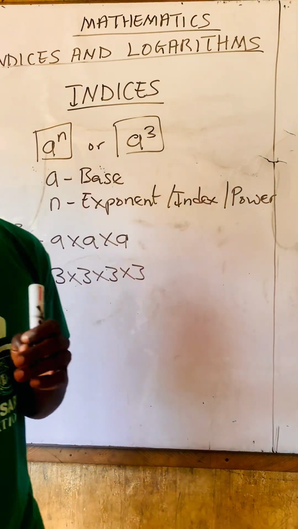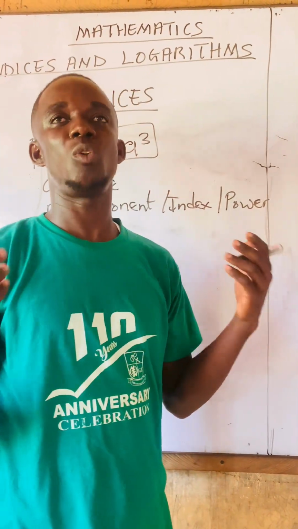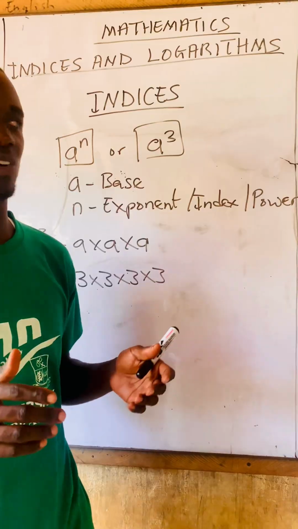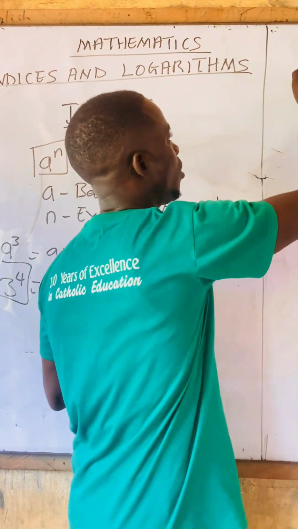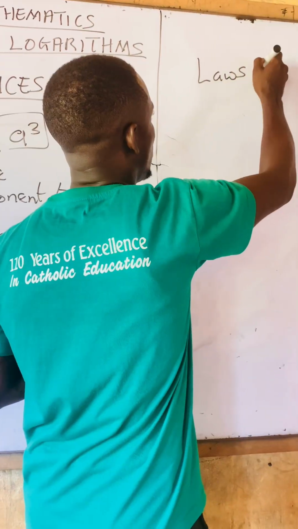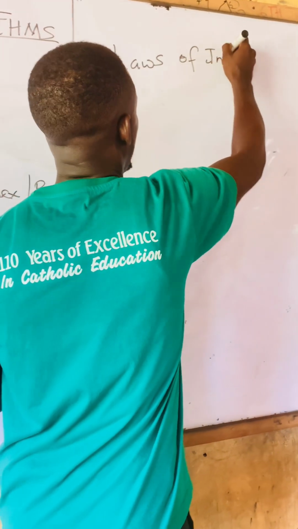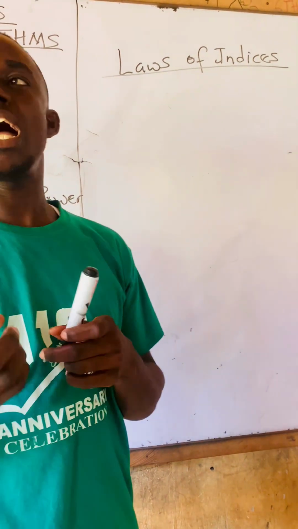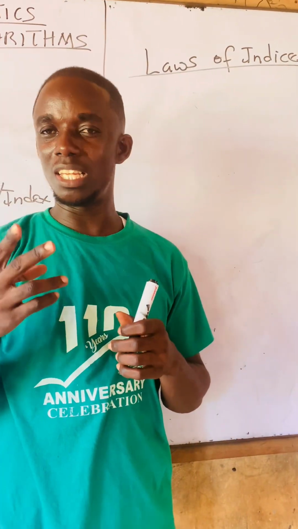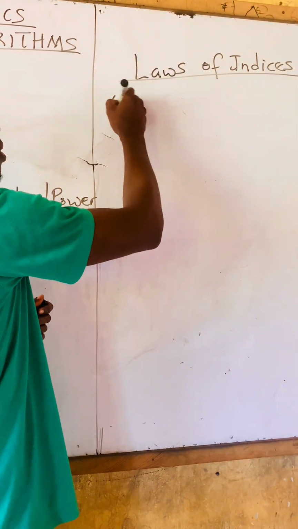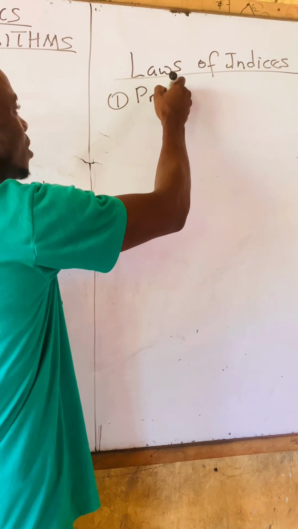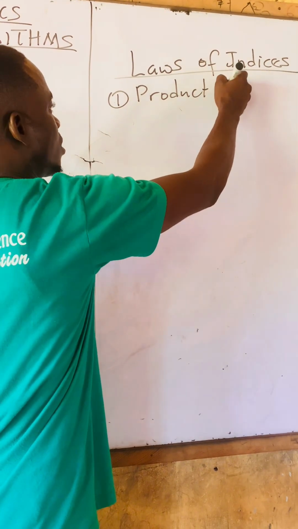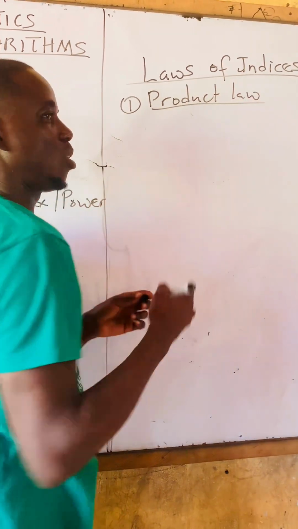Now, indices is one of the topics that has laws. So we are going to go through the laws of indices. With regards to indices, we have 3 laws of indices. The first one has to do with what we call the product law. Now, what does the product law say?